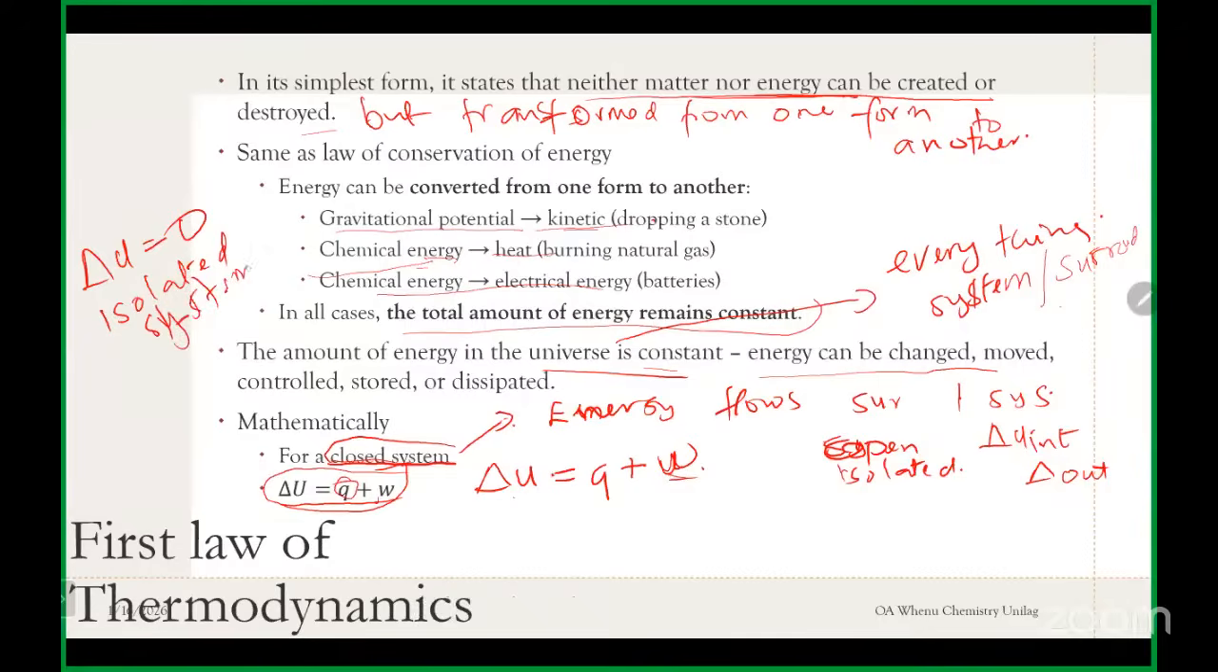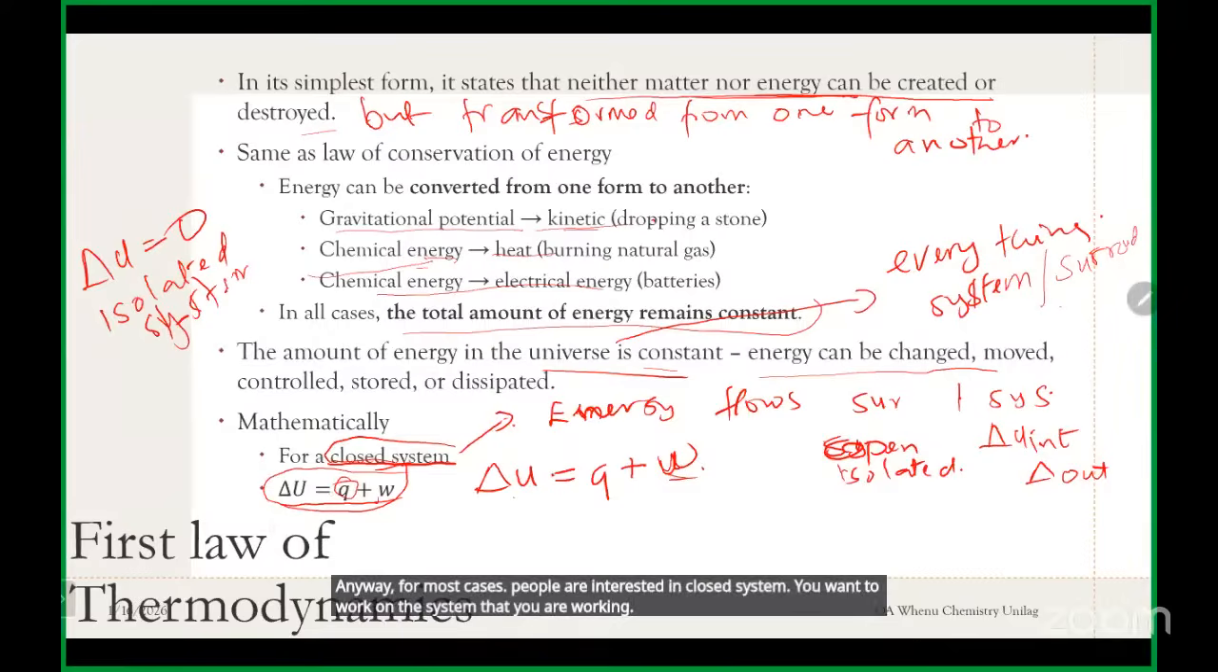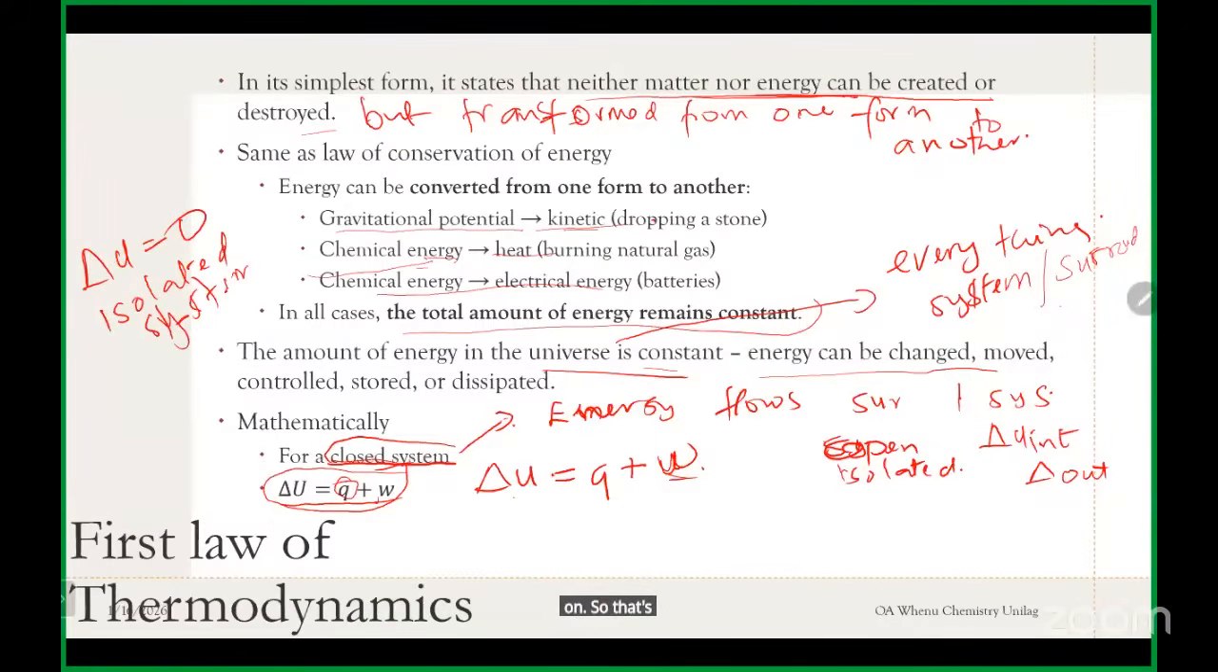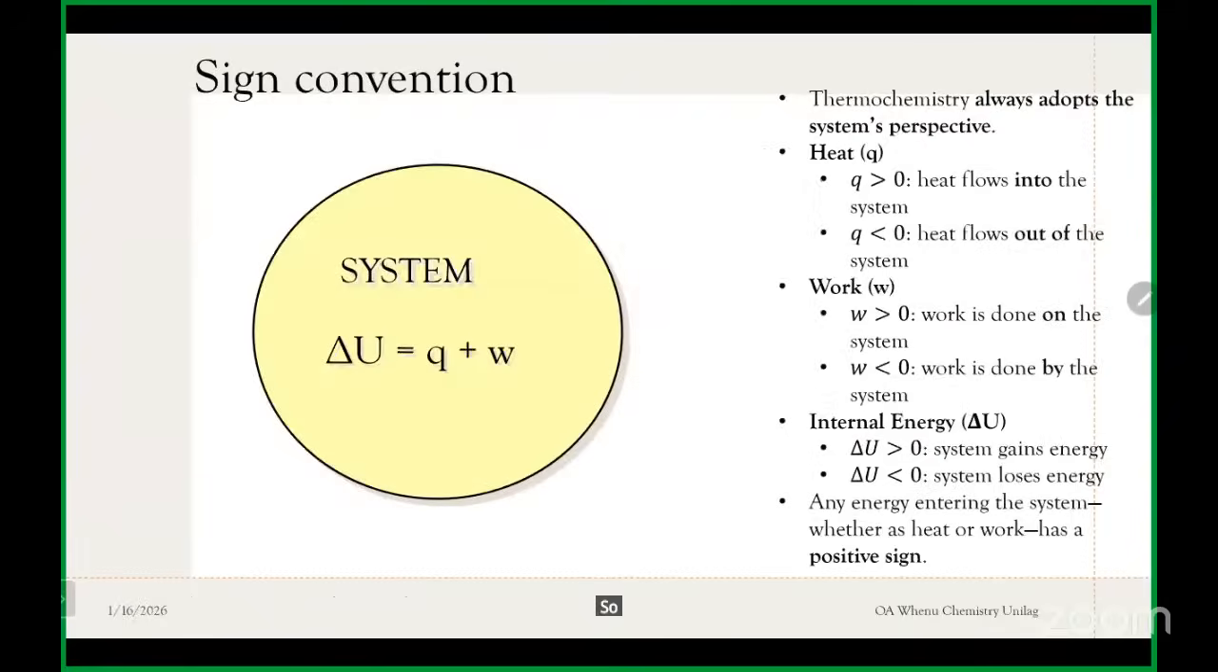Anyway, for most cases, people are interested in closed systems. You want to work on the system that you are working on. So that's why you usually see people say that the internal energy, first law, is Q plus W. So we were looking at some sign conventions last time, and I told you that a slide was dedicated to it.